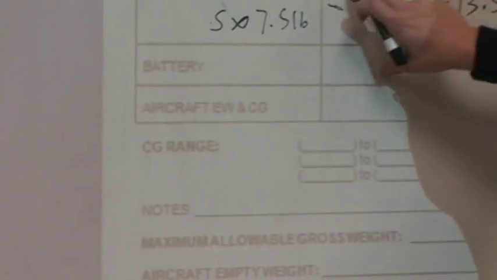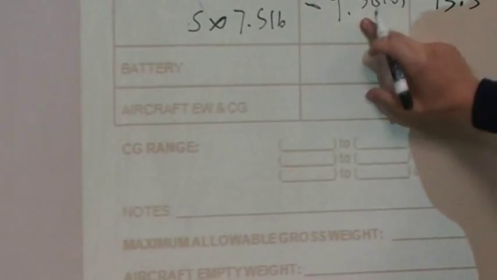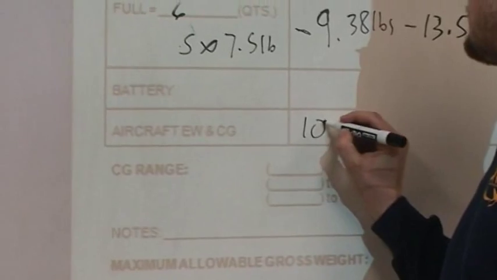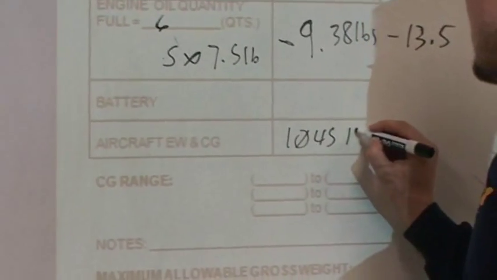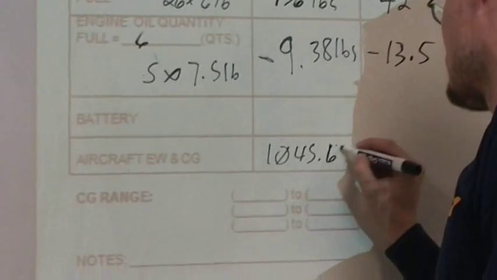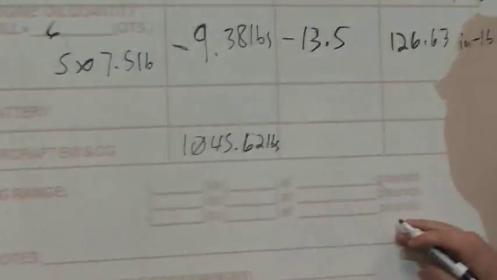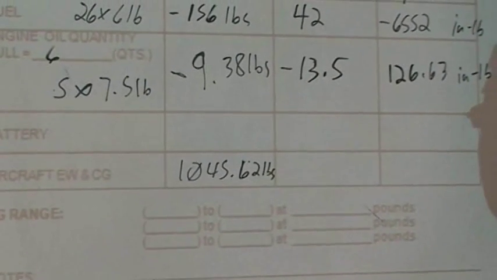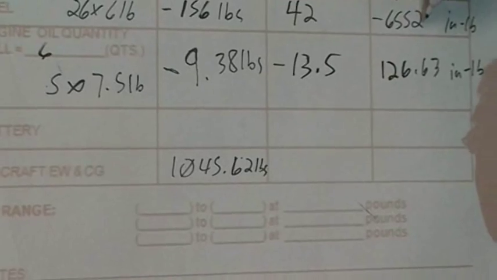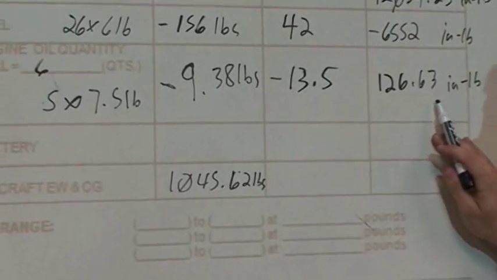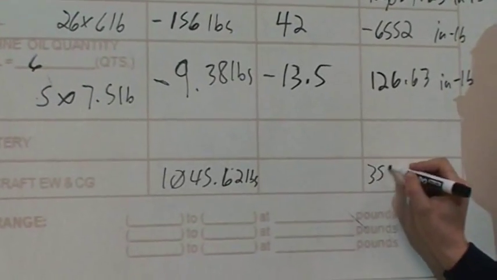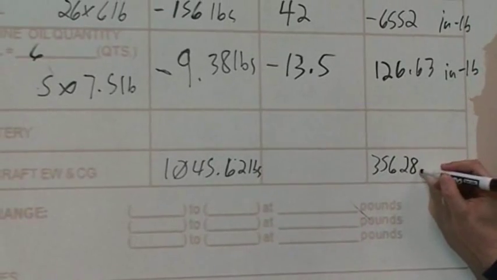Actually, vice versa. But go ahead: 1201 minus 156 and minus 9.38, and we get how many pounds? 1045.62 pounds. And our total moment, we're going to take our 42054.25 minus 6552, and then add 126.63, and we get a total of 35628.88.